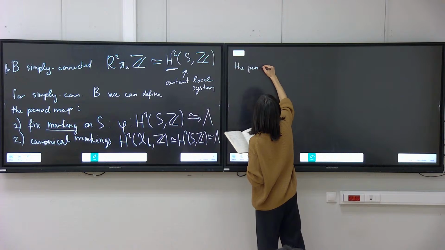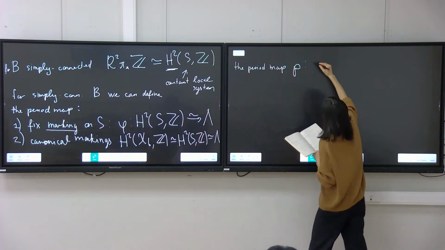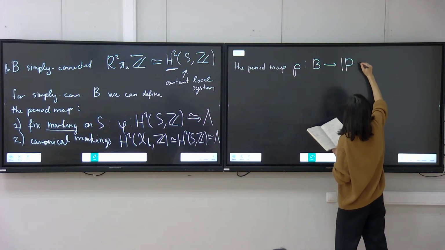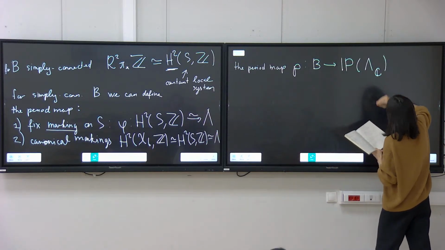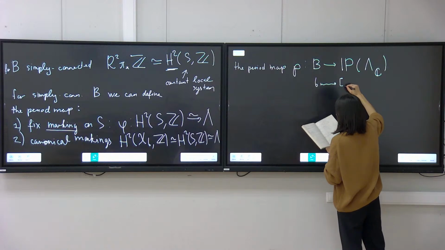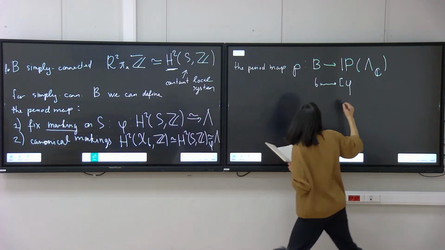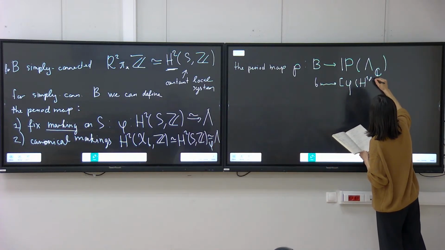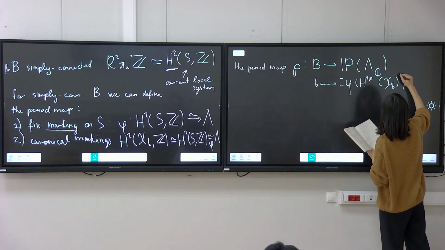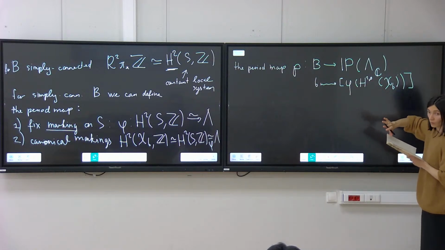The period map. This is the induced map from the base to a projectivization of the complexified lattice that maps B to its image of the 2-0 part. Okay?